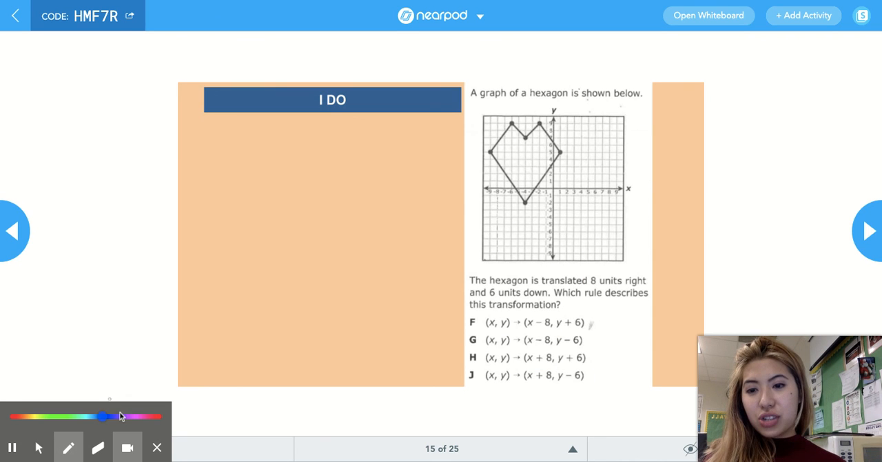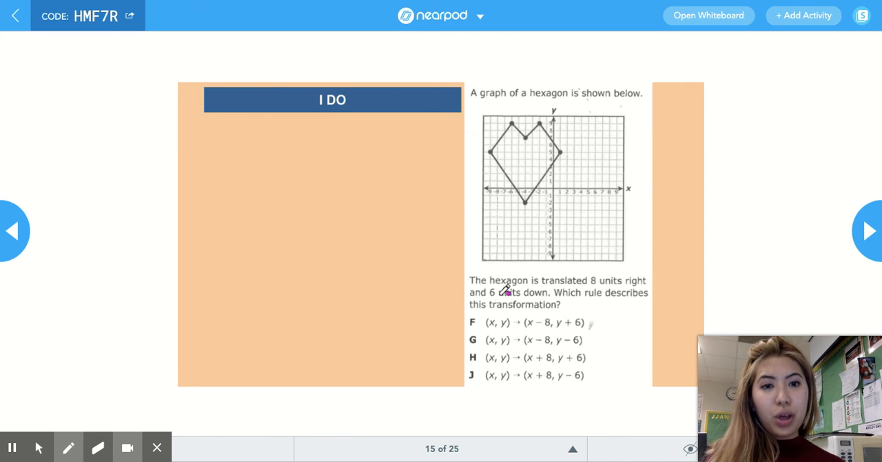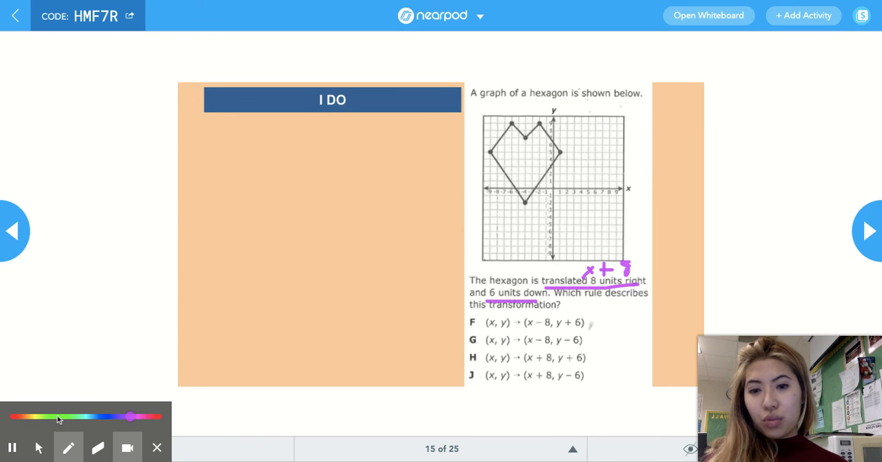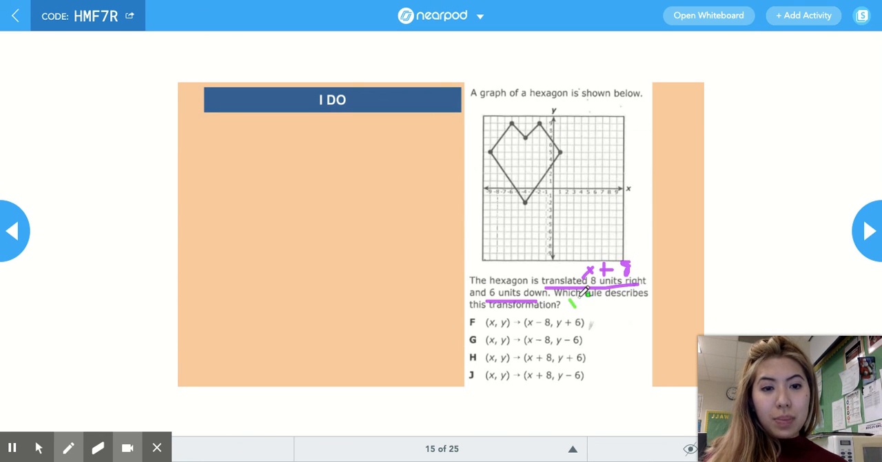Okay, for this next I do, we have a graph of a hexagon shown below. The hexagon is translated 8 units to the right and 6 units down. Which rule describes this transformation? So if I'm moving 8 units to the right, I know I'm going to be adding 8 to my x coordinate. And if I'm moving 6 units down, I'm going to be subtracting 6 from my y coordinate. So since F and G have subtracting 8 from x, I know that it's not F and G. And then our final answer is going to be J because it has x plus 8 and y minus 6.